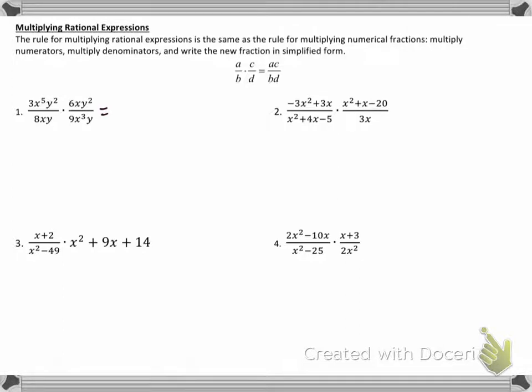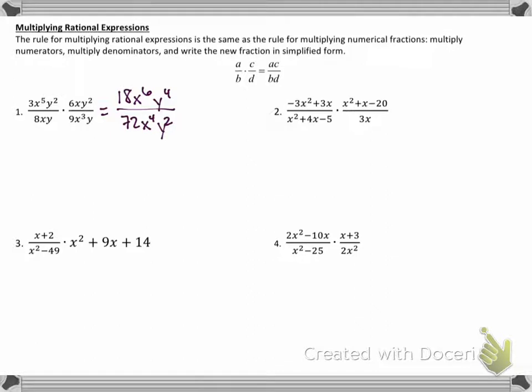So in the top, I'm going to combine my numerators by multiplying. 3 times 6 is 18. X to the 5th and x make x to the 6th. Y squared and y squared make y to the 4th. In my denominator, 8 times 9 is 72. X and x cubed make x to the 4th. Y and y make y squared.